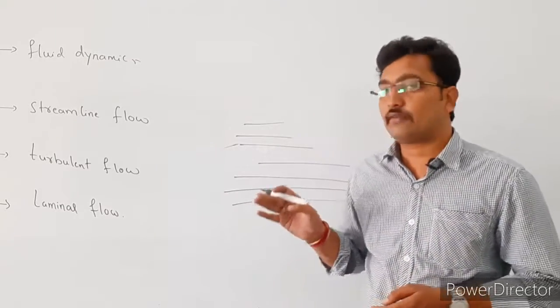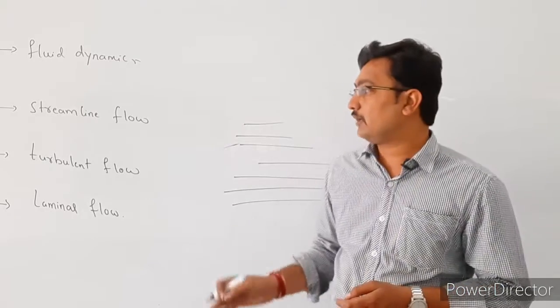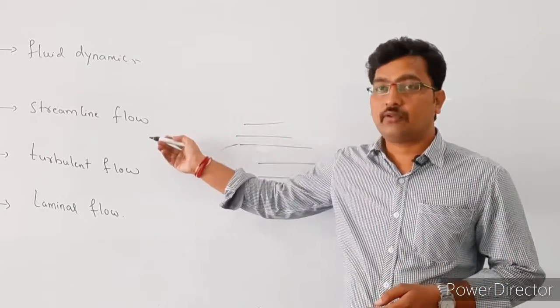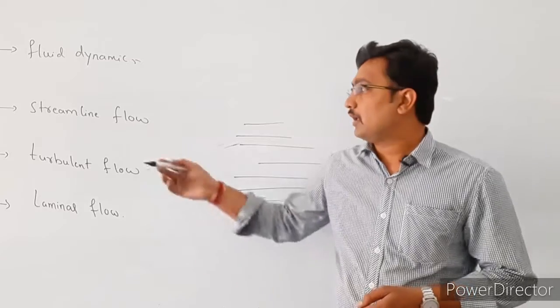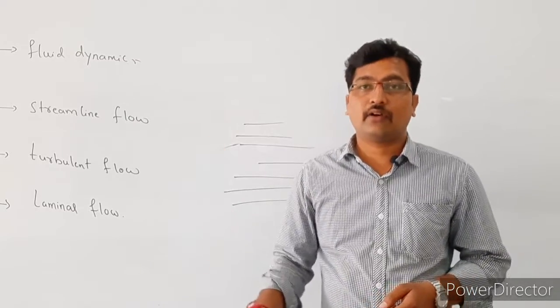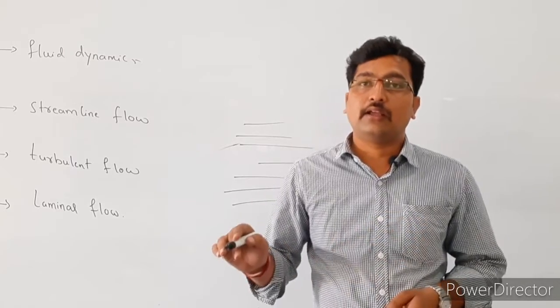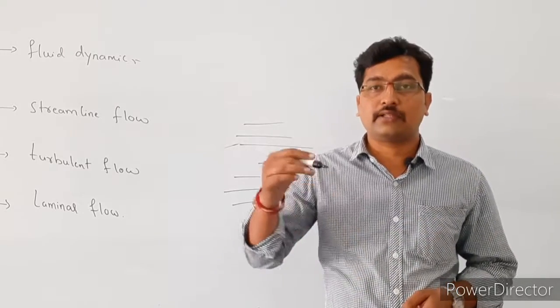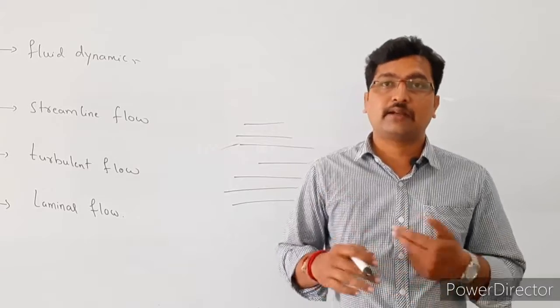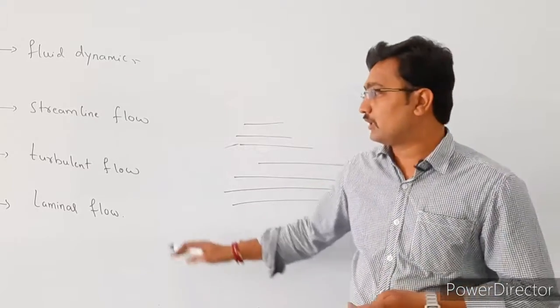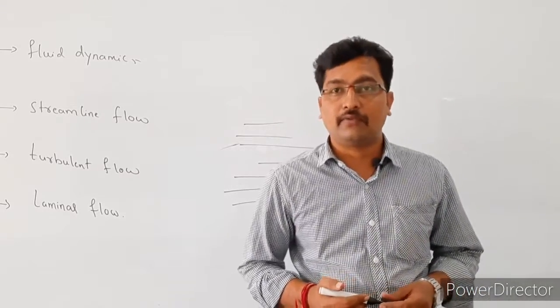So these are the three types of flow: streamline flow, turbulent flow and laminar flow. Streamline flow means regular flow of fluid, turbulent flow means irregular flow of fluid, and laminar flow means that if the liquid flows on a horizontal surface, it forms different layers moving with different velocities. That is known as laminar flow.